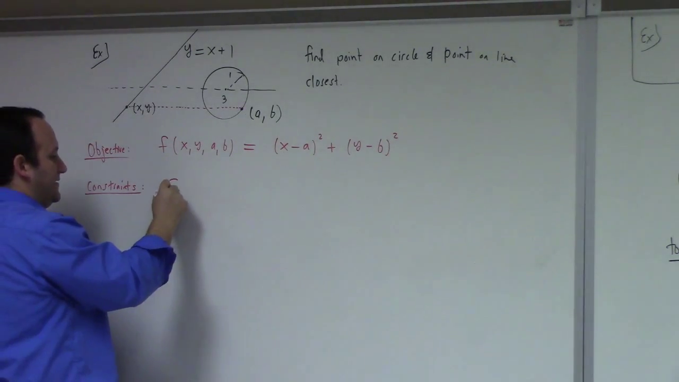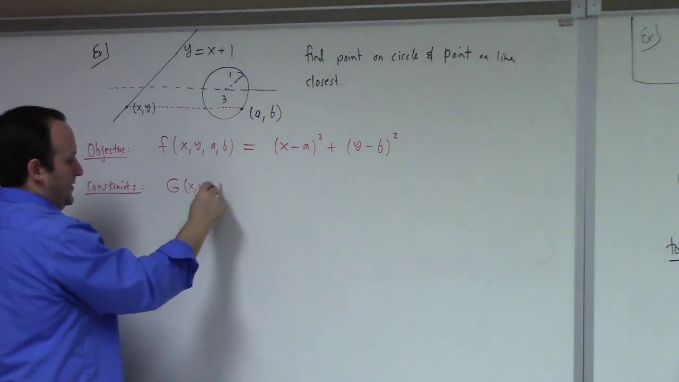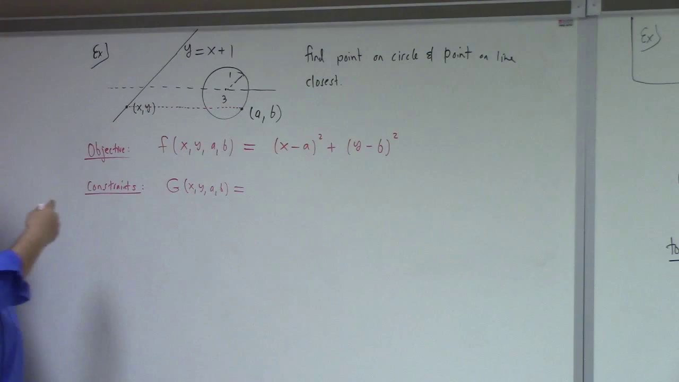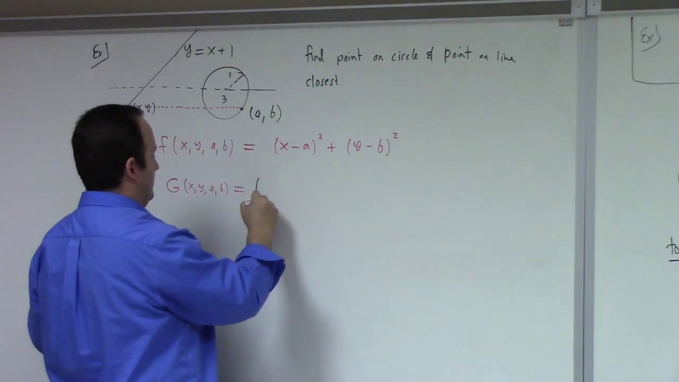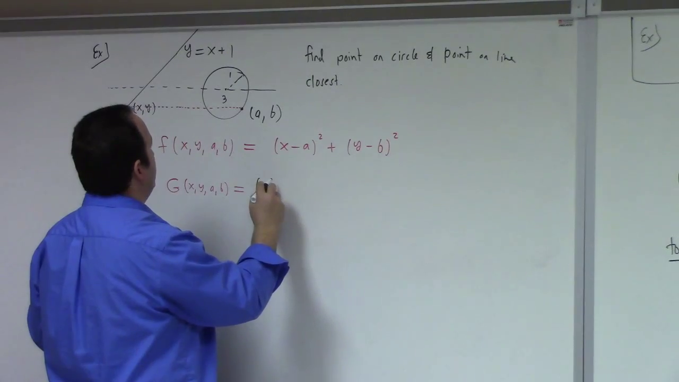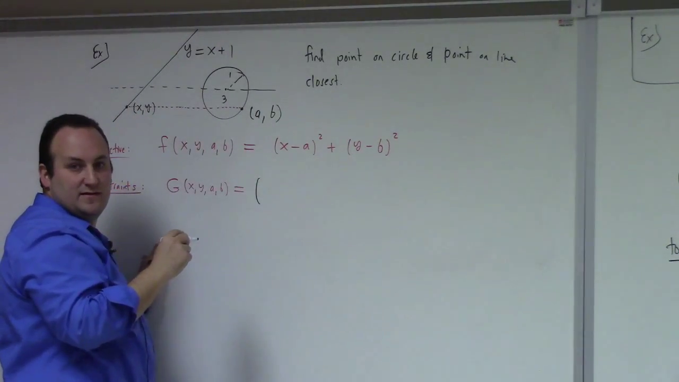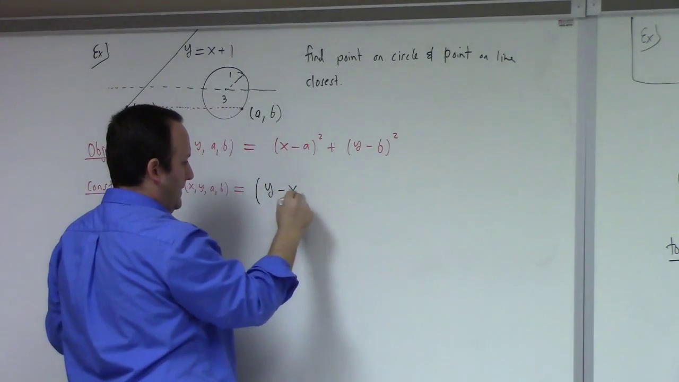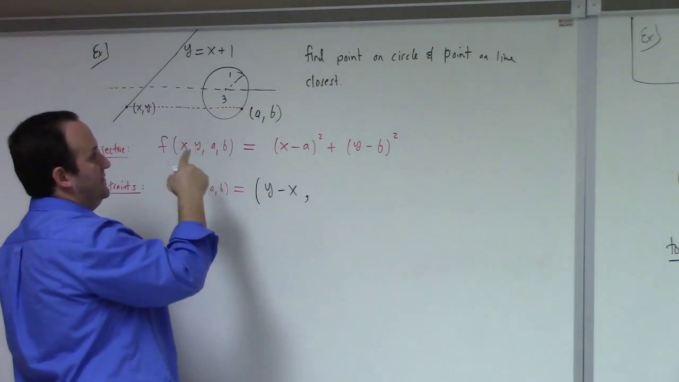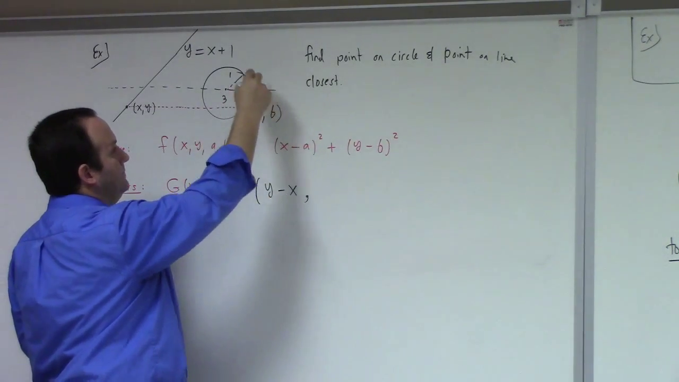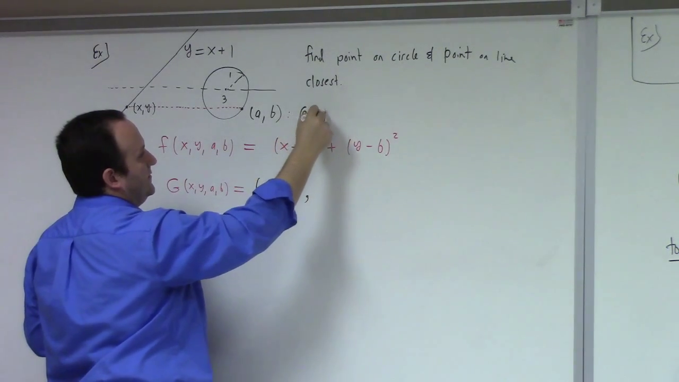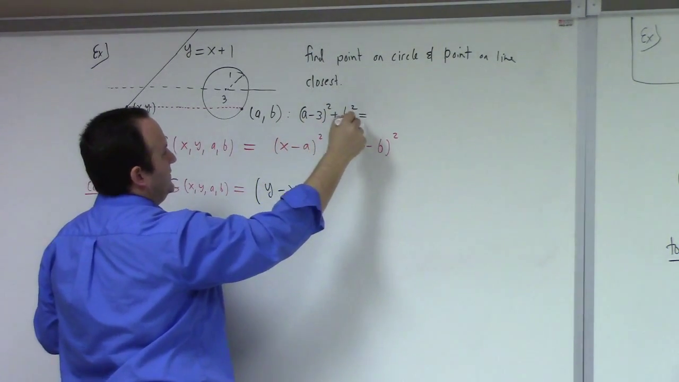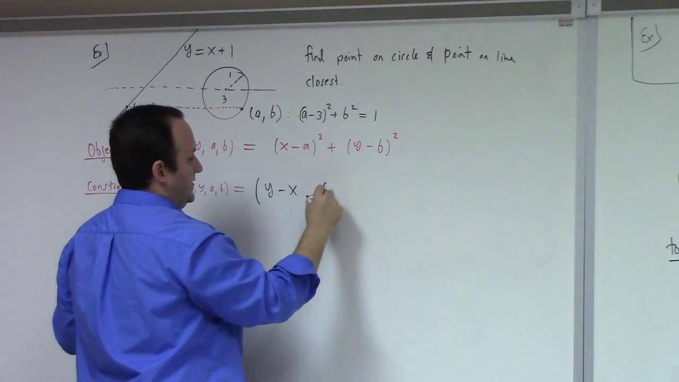So I want, let's say, g of x, y, a, b equals what? This is 4 dimensions, right? I need 2 constraints, right? Okay. So how do you guys want me to look at this? y minus x. Okay. And then what's the equation of the circle in a and b? It is a minus 3 squared plus b squared equals 1.